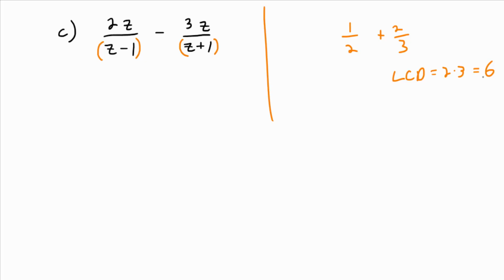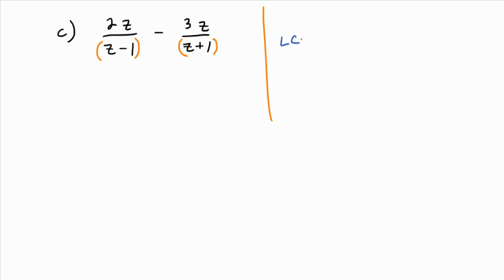Z minus 1 and z plus 1 have no common factors that we can recognize, so what do we do to get the LCD? We just multiply them. Let me erase this and point out that the LCD of the two denominators is just going to be the product of the two denominators: z minus 1 times z plus 1. Does everybody understand? When they don't have any common factors, just multiply to get the LCD.